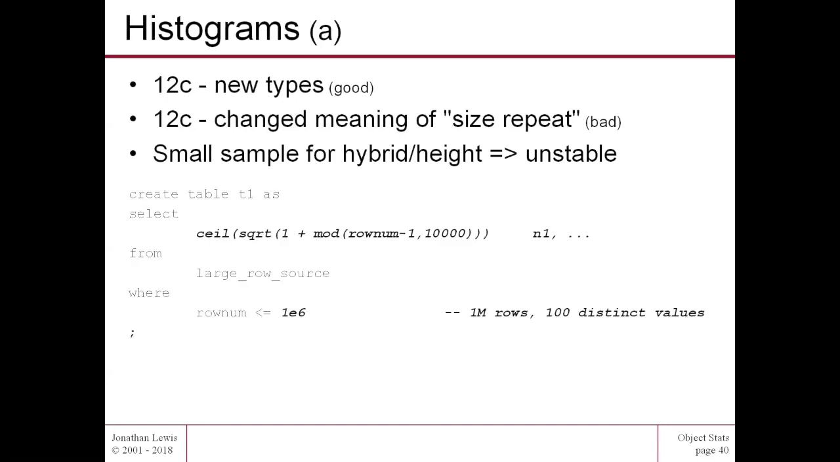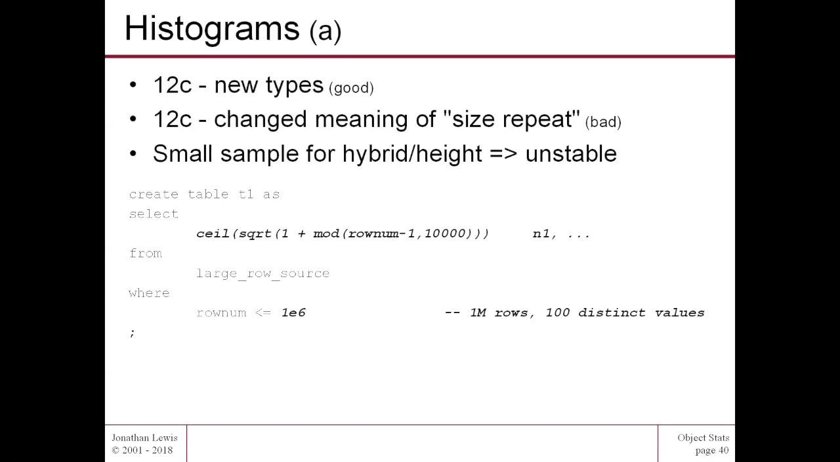Let me show you how dangerous hybrid and height balanced histograms are, how unstable they can be. I've got here a table, typical sort of thing. I've got 1 million rows in this table. This thing here says, get me a mod 10,000, take the square root.